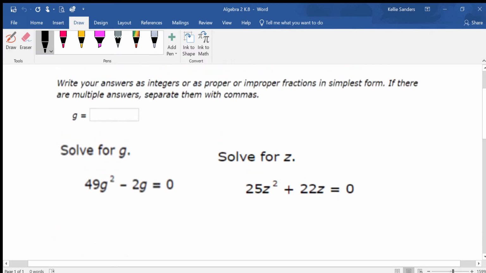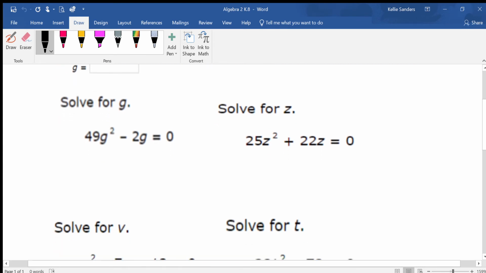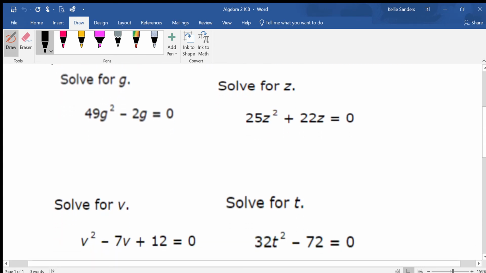If we have multiple answers, we're going to separate them with commas. They're not going to give us 2 boxes. They're just going to give us 1 box on this. So factoring, what was the very first thing to do whenever we're factoring? To see if there's a greatest common factor.